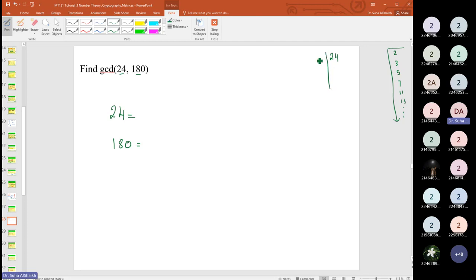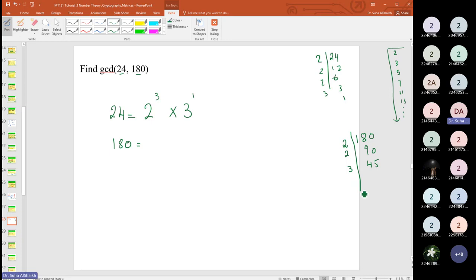We prime factorize the 24. We did it. It is 2 and 12. It is 2 and 6. It's a 2 and 3, 3 and 1. So this is 2 power 3 multiplied with 3 power 1. 180 now, it's divisible by 2. The result is 90. Divisible by 2, the result is 45. Now the 45 is not divisible by 2, so I'm going to try the 3.